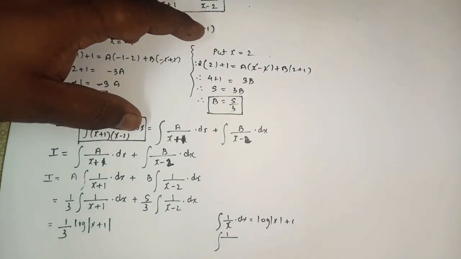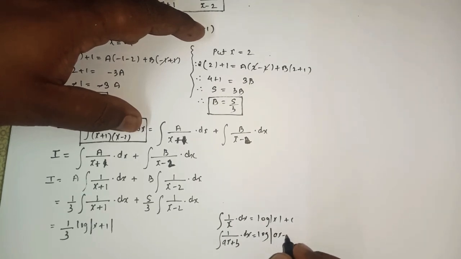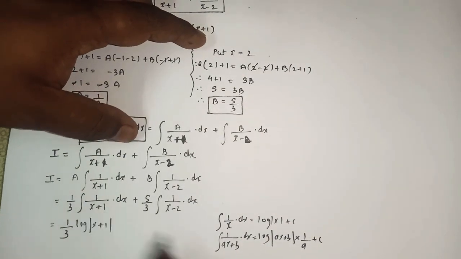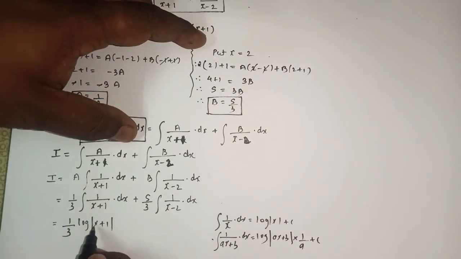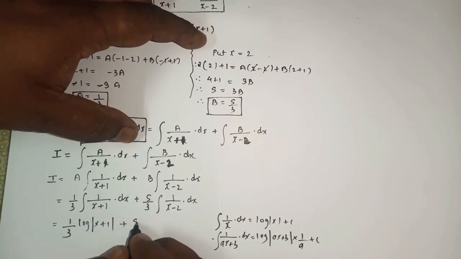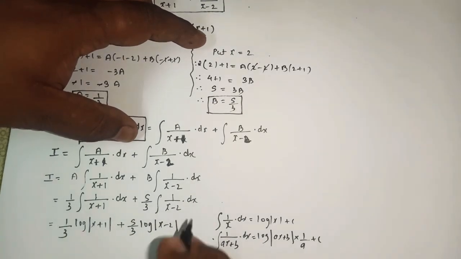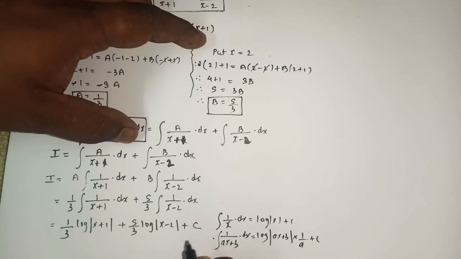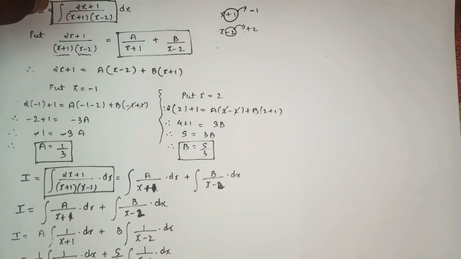Integration 1 upon ax plus b into dx is what? Log mod ax plus b into 1 upon a. So when you apply the property, here a is 1 only, so 1 upon 1 will be 1, so you will get log mod x plus 1 only. Plus 5 by 3, so here this will be log mod x minus 2 into 1 upon 1, which is 1. As we have integrated both the functions, so here you will write plus c. Okay, so in this way you can find your answer for this type of sum.